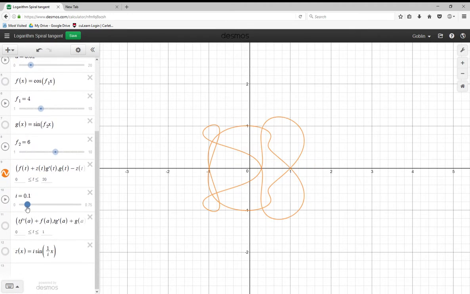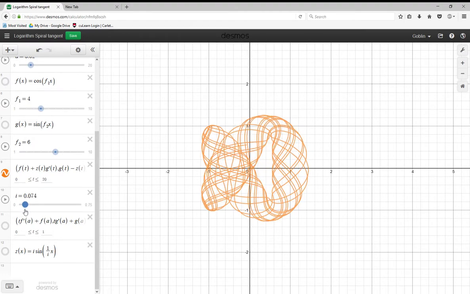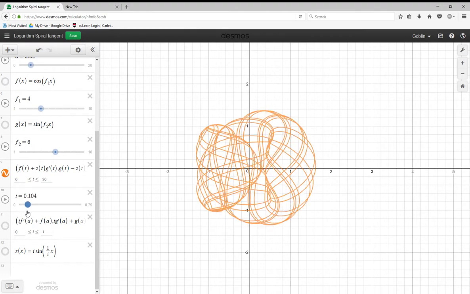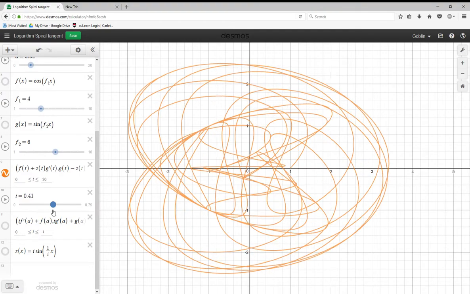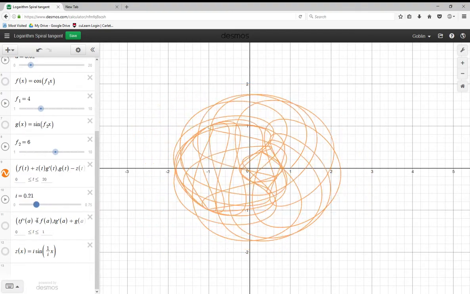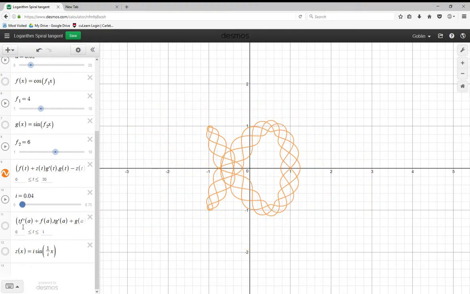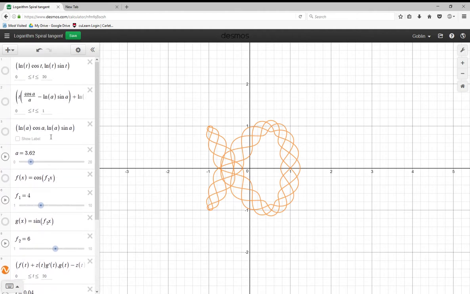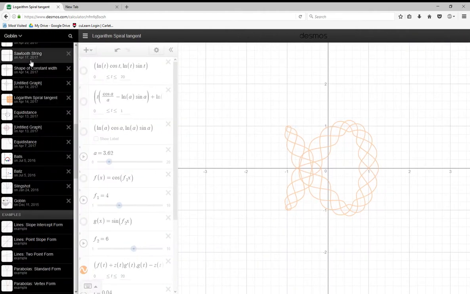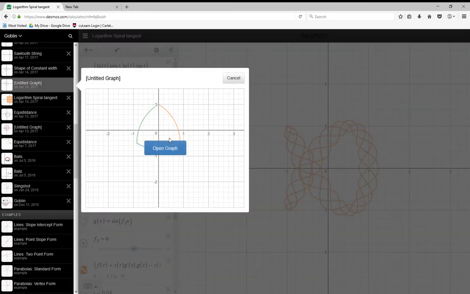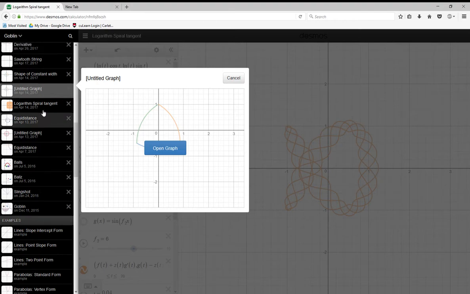What's I? I think I is the wavelength? I actually have no idea what I is. It's the size of the deviation thingamajiggy. This isn't perfect. I was just kind of going for a general shape, but that's kind of cool. There is this one. It's just a shape of constant width. I'm not going to show that.